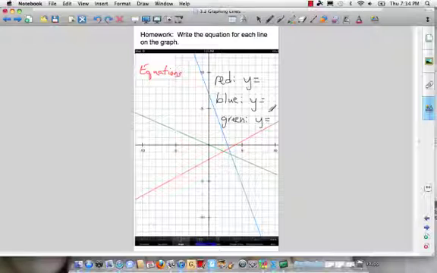Remember, to do that, you just have to look for the y-intercept and the slope, and then plug those into y equals mx plus b.